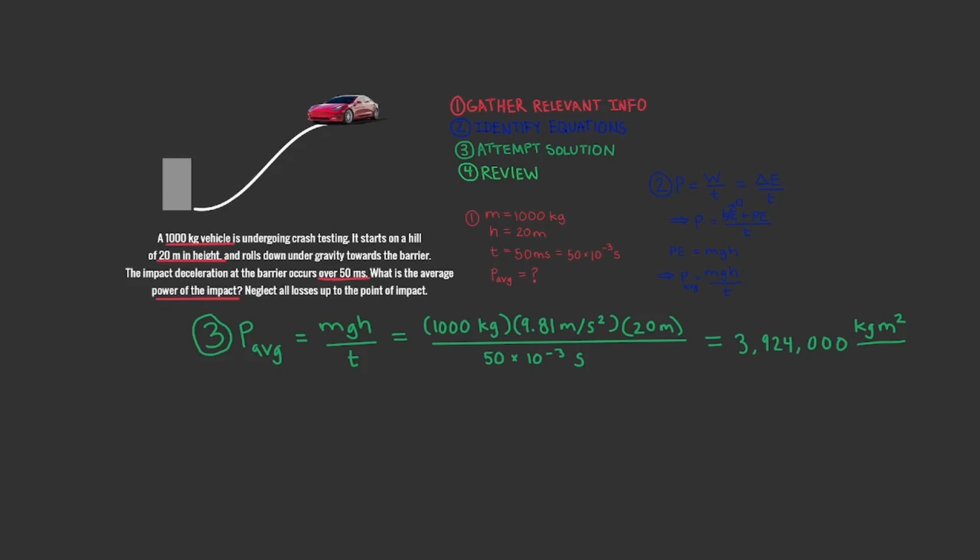All right, there we have it. Let's move on to step 4, reviewing. Well, 3,924,000 kilogram meters squared per second cubed was not an option for this question. However, 3.92 times 10 to the 6 watts was. And because a kilogram meter squared per second cubed is equivalent to a watt, we can feel pretty confident that that is the correct solution. So the final answer is 3.92 times 10 to the 6 watts.